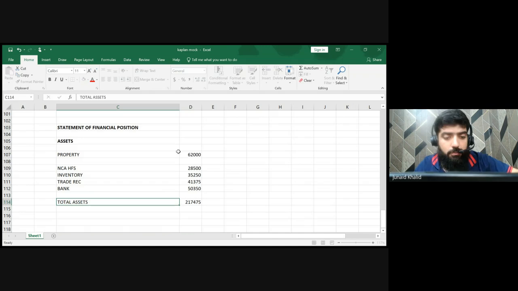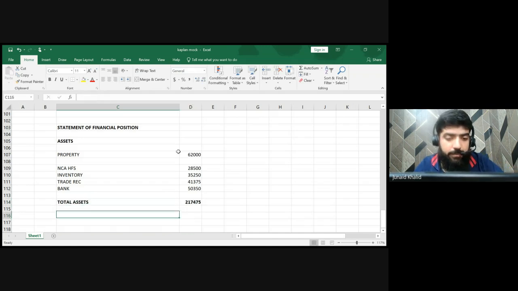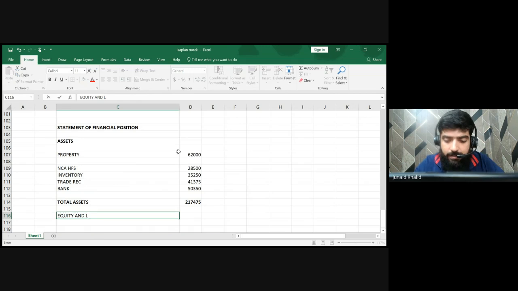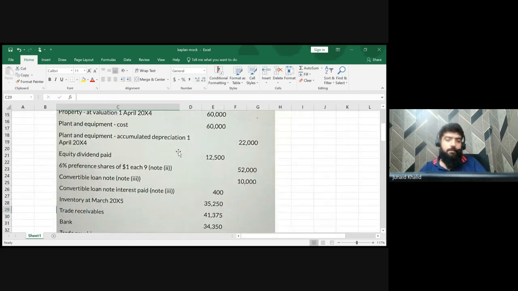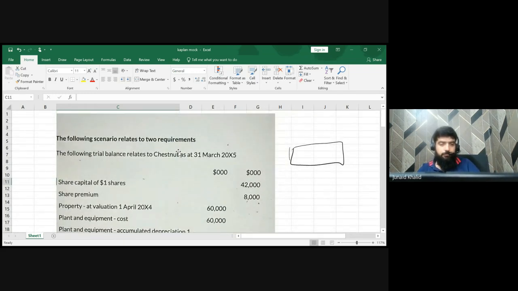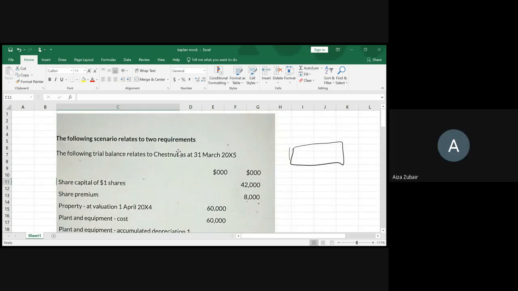Now let's move on towards the liabilities side, equity and liabilities. First of all, we will have share capital. Now you will let me know what amount of share capital we should record.